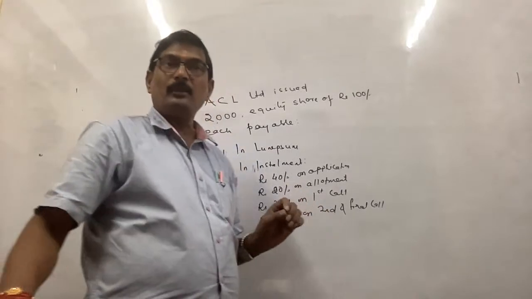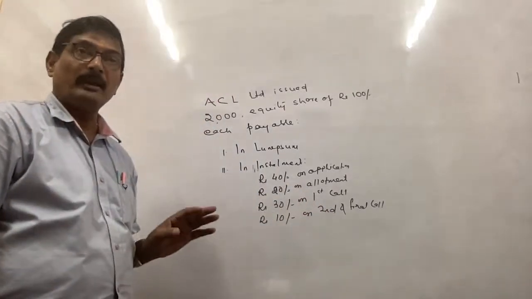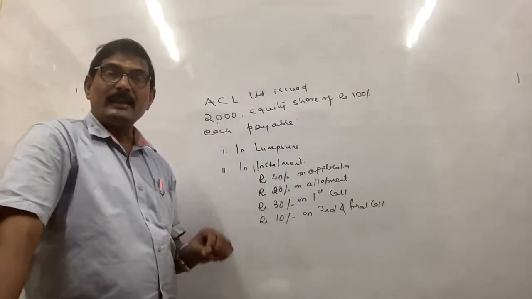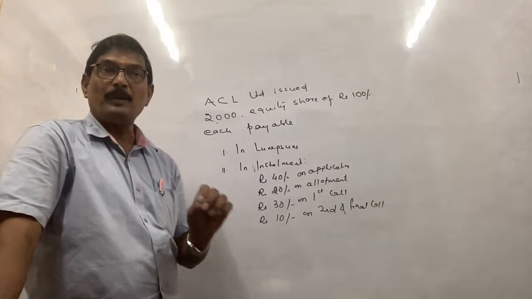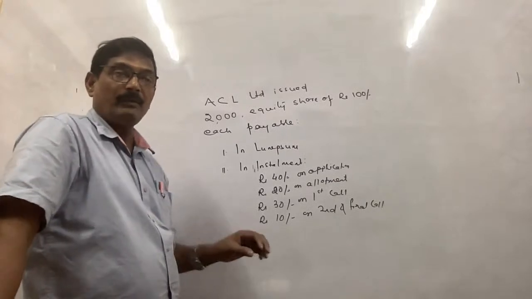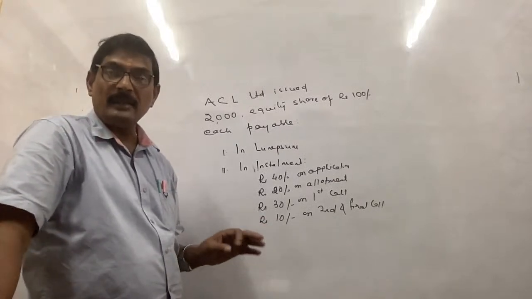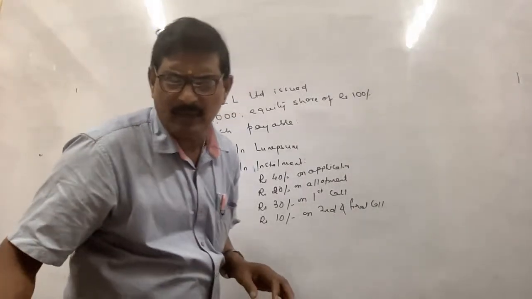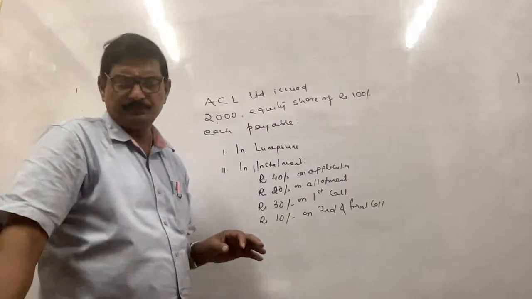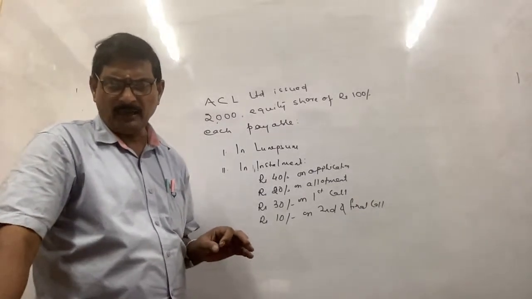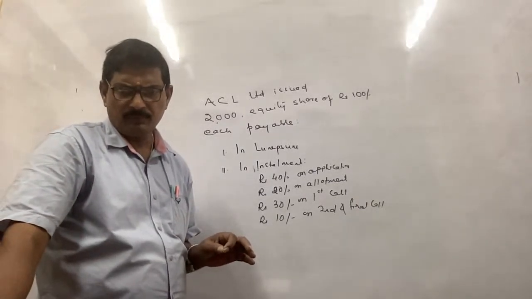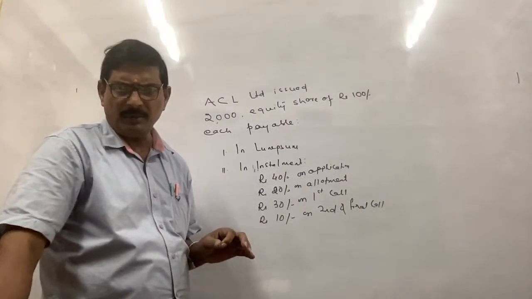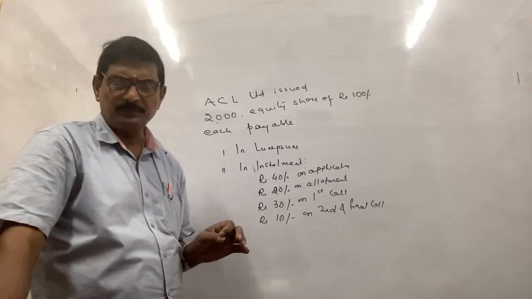Bank account debited to share application and allotment account. And second one, for transfer of application money, the entry will be share application and allotment account debited to share capital account.